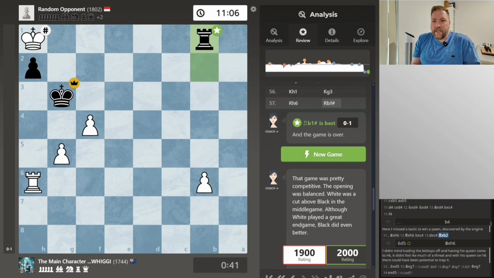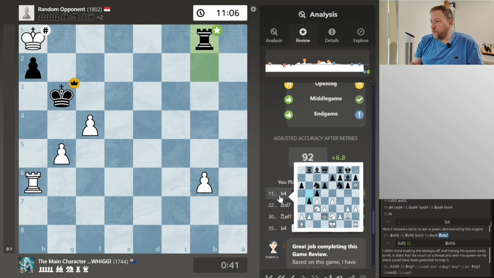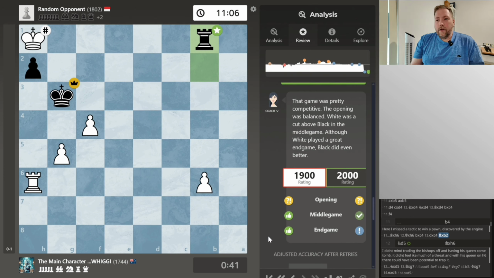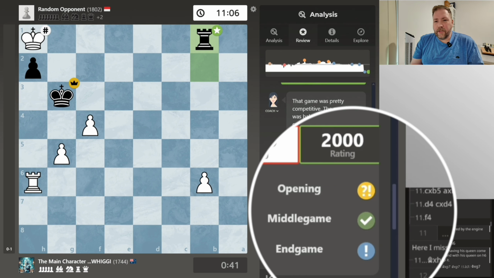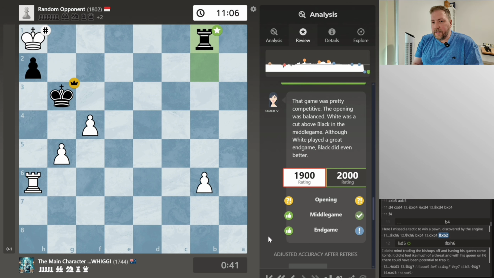Finally, once you reach the end of the game, you'll be met with a rating estimate, as well as a score for each phase of the game. This is great for letting you know where in the game you need to focus on. As you can see here, I played my end game really well, however, fell short in the opening and the middle game. So clearly I had the right idea for the end game. However, in the next videos, I'll be going through more detail on areas of improvement for the middle game and opening.